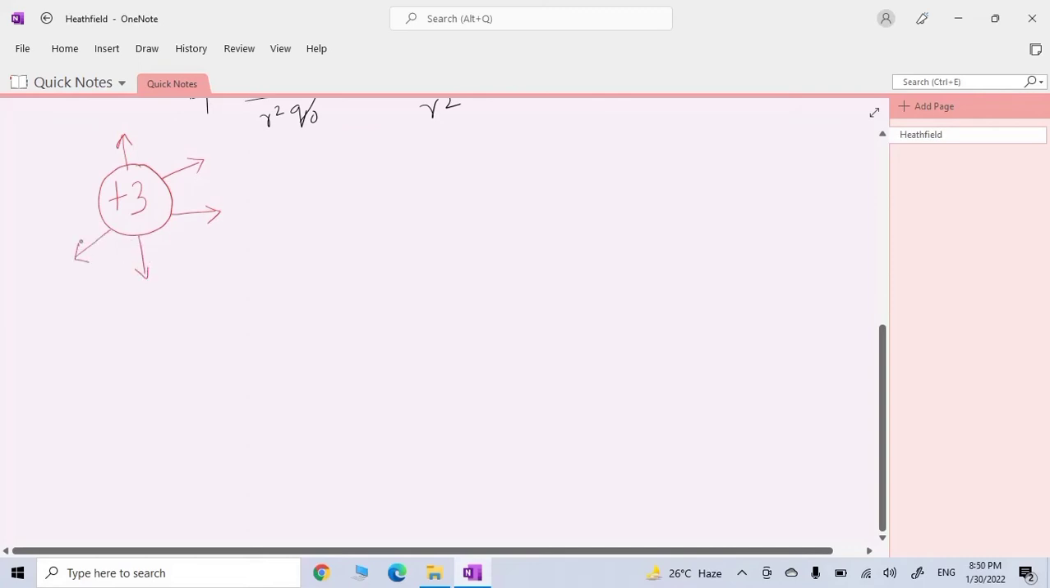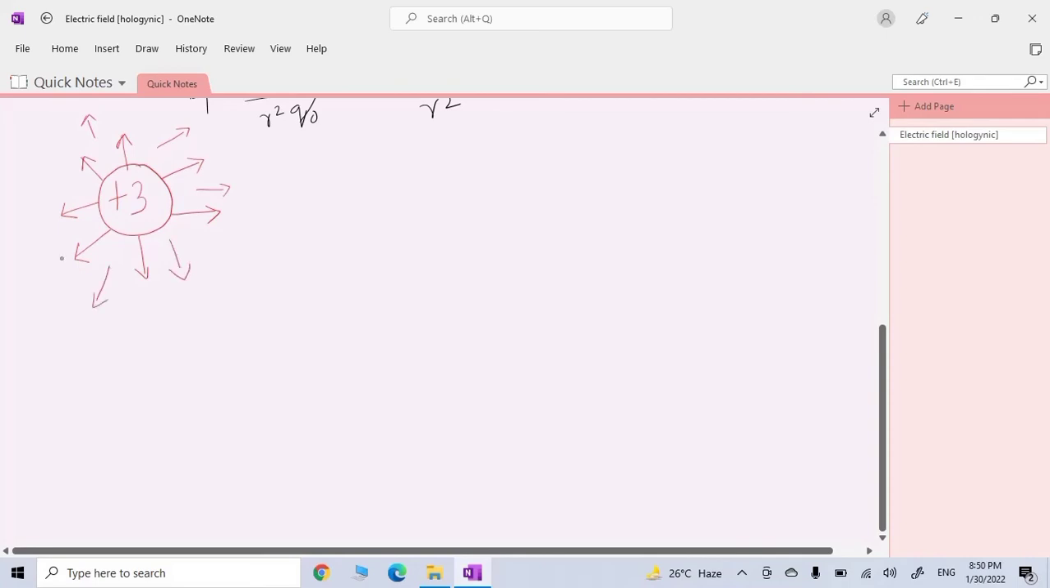So he used this term electric lines of force. Generally, we represent the electric field lines, or the electric lines of force, as directed away from the positive charge and towards the negative charge. So this will be the pattern of the electric field lines which are coming out of this charge plus 3.